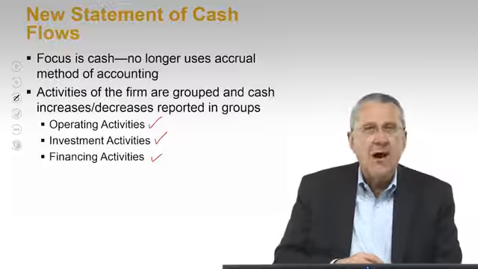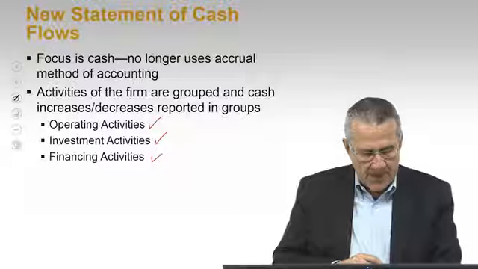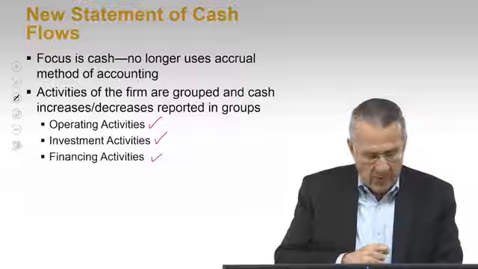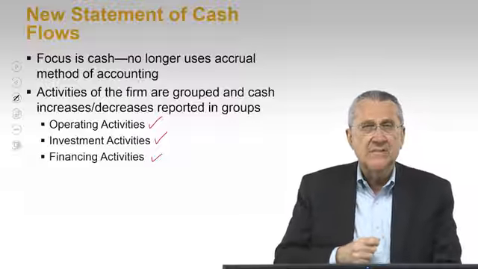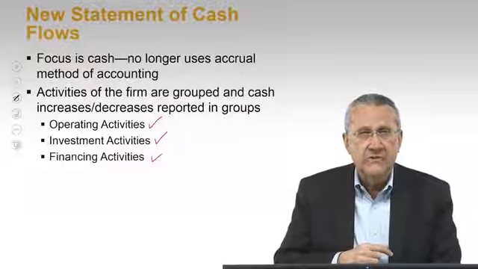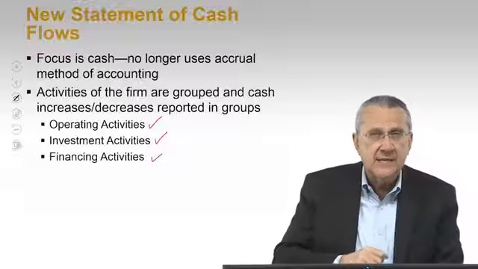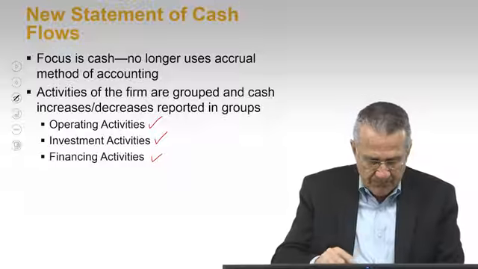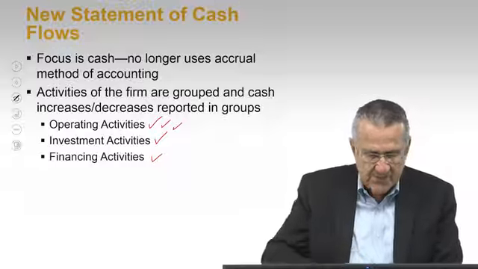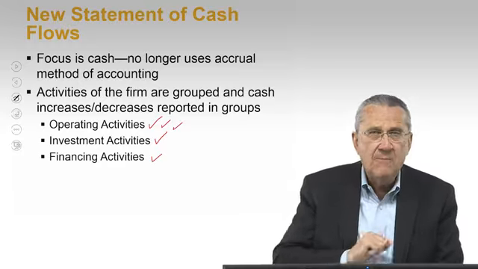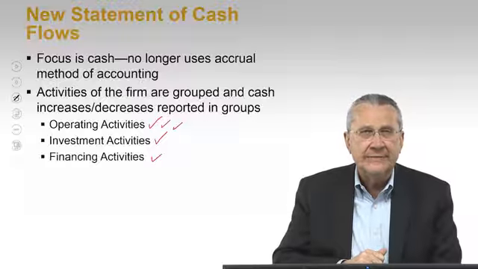There's a limit to how much we can generate by selling our investments and selling our property, plant, and equipment. And certainly there's a limit to how much money we can borrow or how much we can induce other people to invest if we are not successful generating cash flow from operations. So this number turns out to be enormously important because this is how a business survives in the long run.